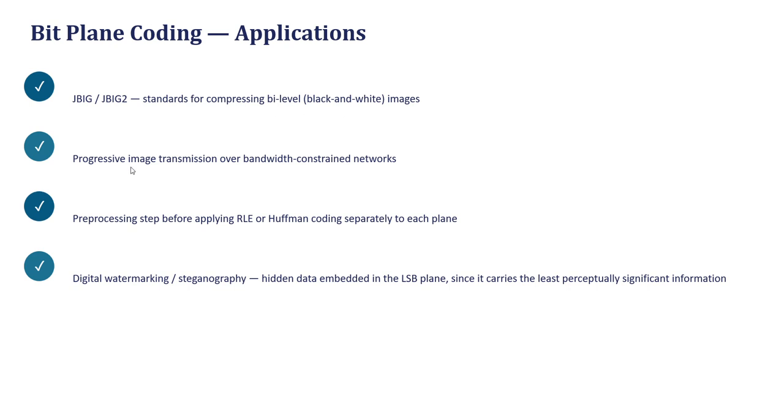Its applications are bi-level images, image transmission over bandwidth constrained networks, and as a pre-processing step before applying RLE or Huffman coding. It can also be used for digital watermarking and steganography. Steganography is the art of sending secret messages in an image. So this kind of information hiding can be done with the help of bit plane coding.